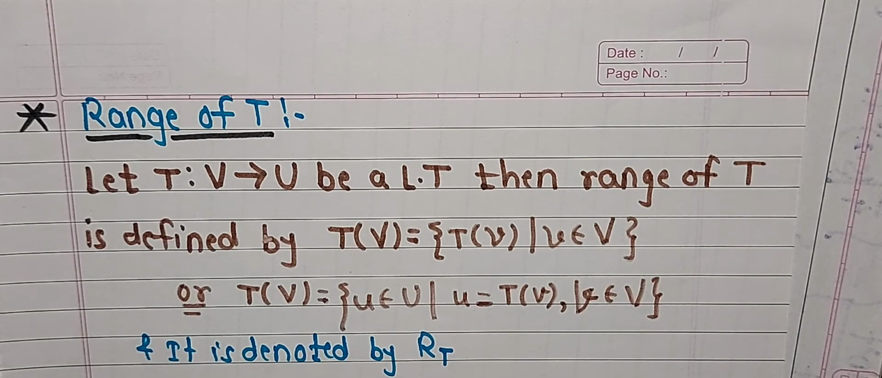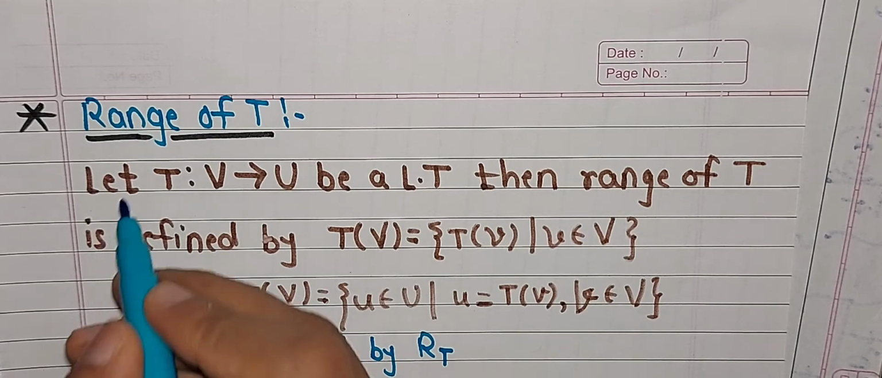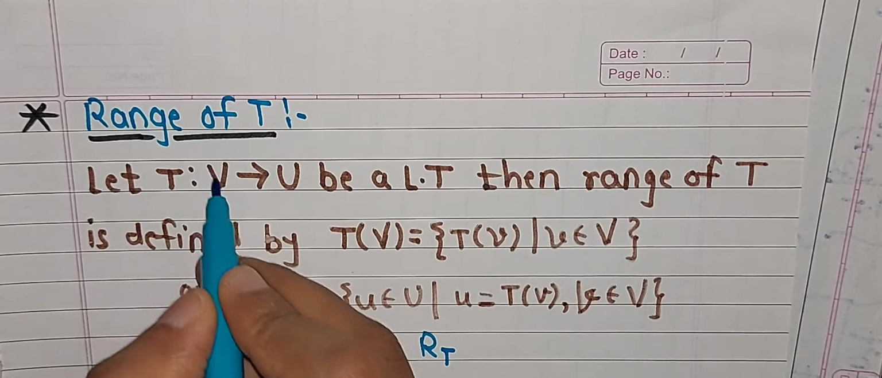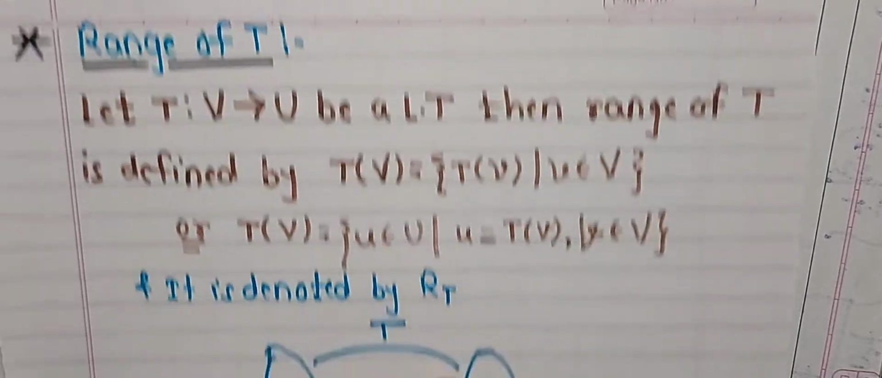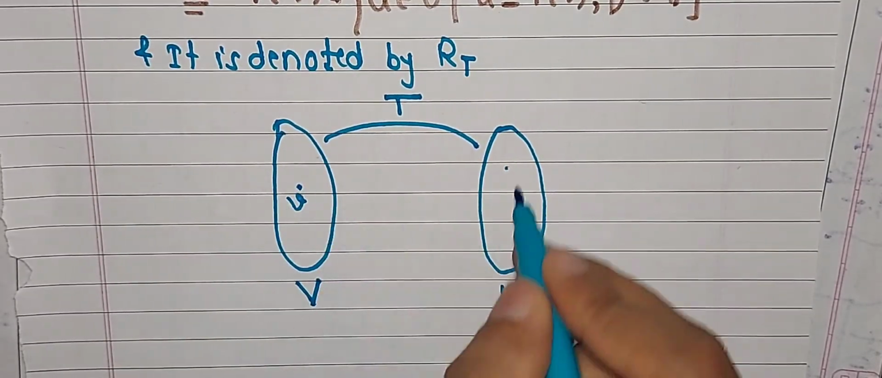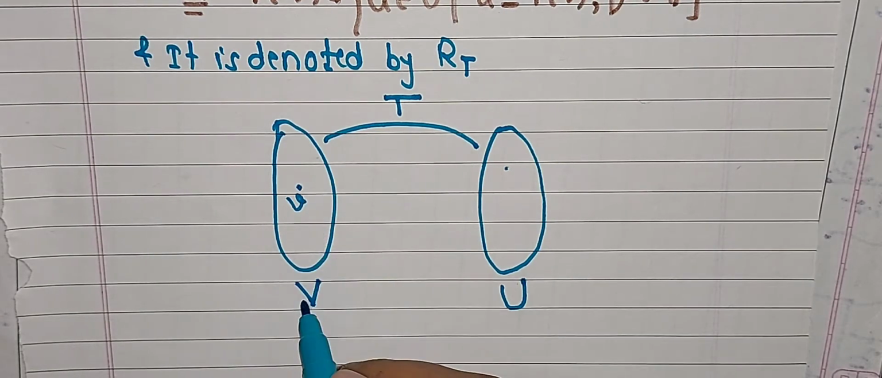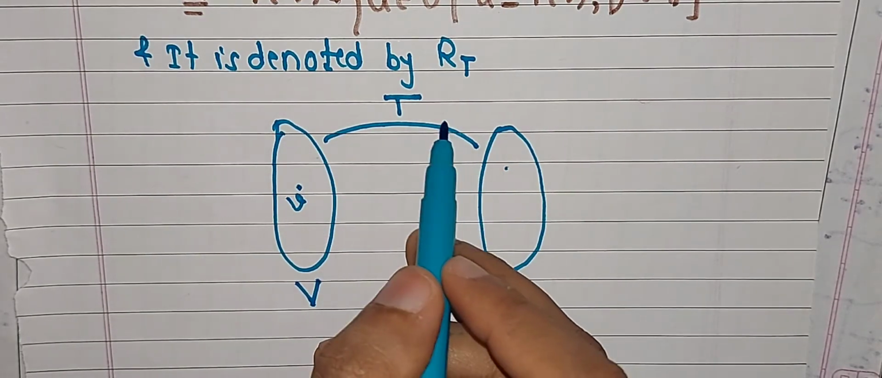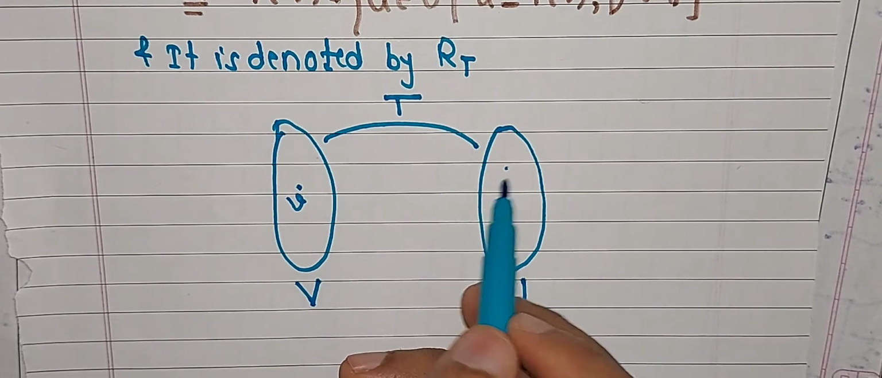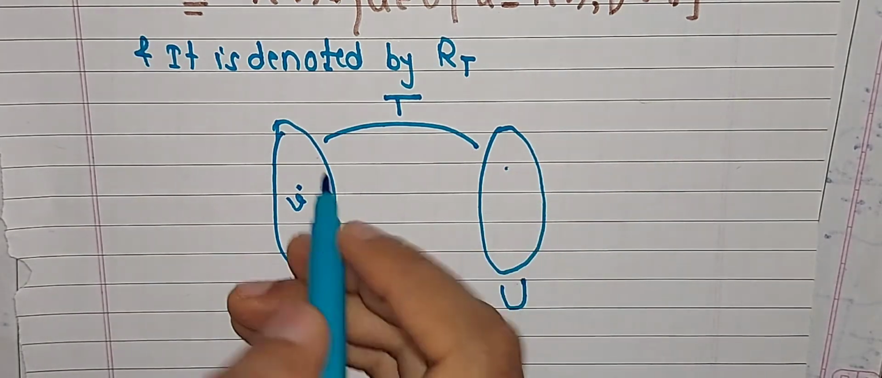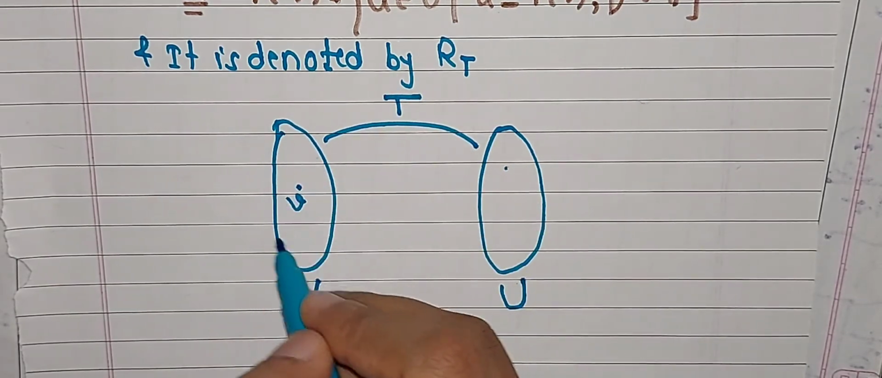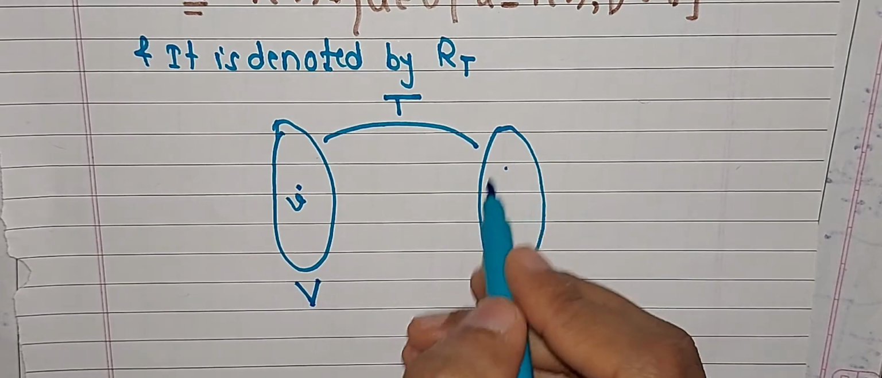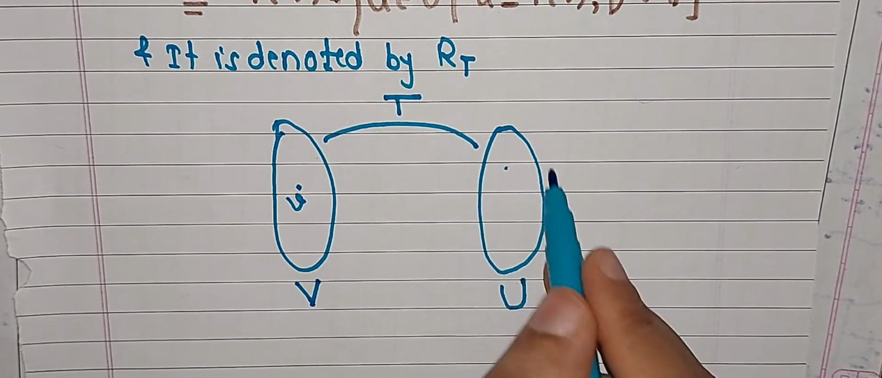Now the main question is, what is its meaning? Then we will check its meaning by a graphical method. For that purpose we will consider one domain, V, and codomain, U, and there will be a transformation T in between them. So this is my domain, this is my codomain. Whenever we take any value from the domain and apply the transformation on it, its image will be in the codomain.